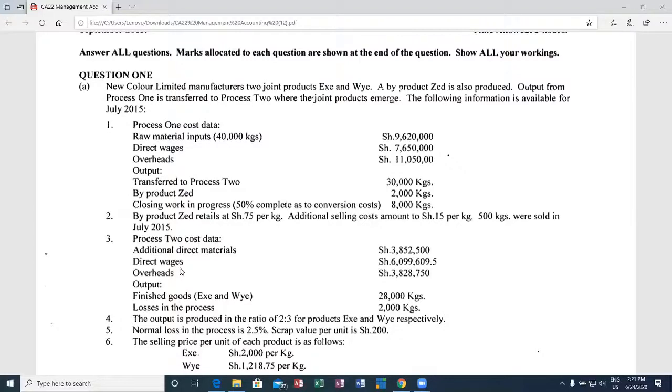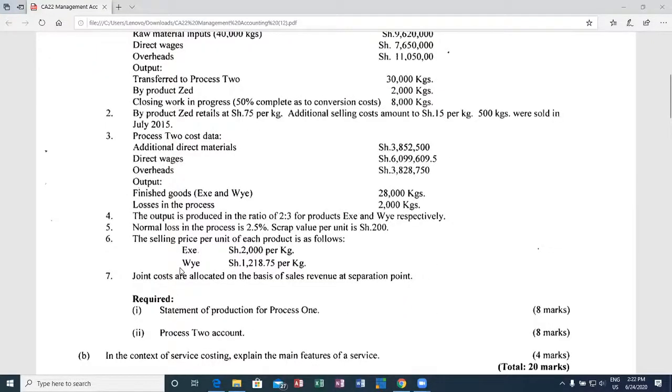Then next, we have output from that process comprising finished goods. That is X and Y, the joint products, and those were 28,000 kilograms. Losses in the process, 2,000 kilograms. The output is produced in the ratio of 2:3 for product X and Y respectively. Normal loss in the process is 2.5%. The scrap value per unit is 200 shillings.